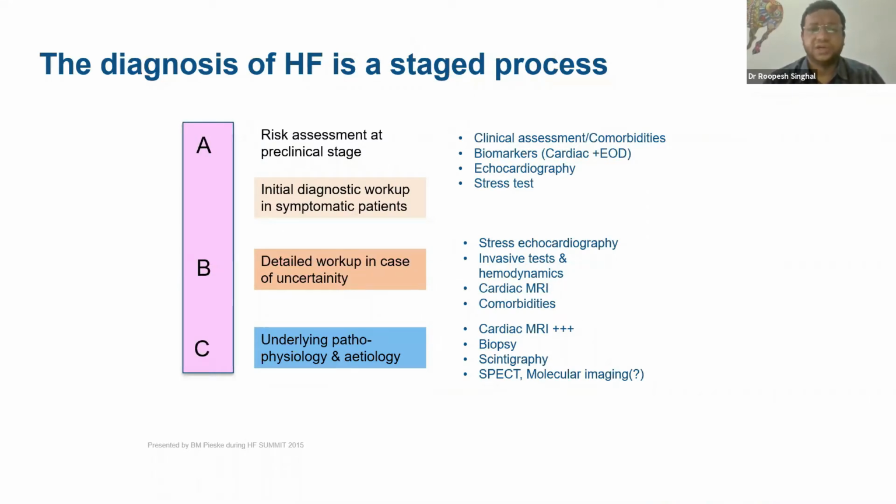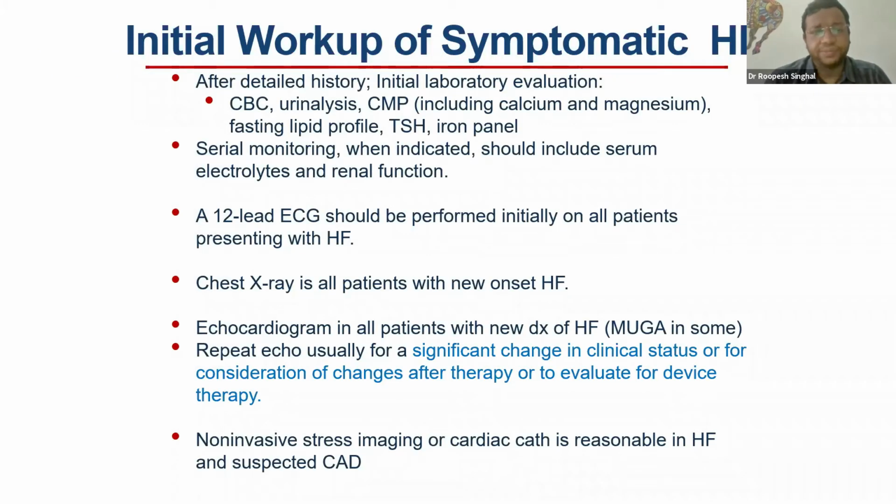You need to assess, even for the diagnosis, the comorbidities, biomarkers, and echo. We need to do invasive tests to rule out coronary artery disease, cardiac MRIs, viability studies, and thallium scans for finding where the pathology is. And this must all be done in a stepwise manner. If you have a symptomatic heart failure patient, you'll do the basic laboratory investigations, including electrolytes, a 12-lead ECG, chest X-ray, and echo. These are the basic investigations. If you suspect ischemia, stress imaging or cardiac cath should also be considered.